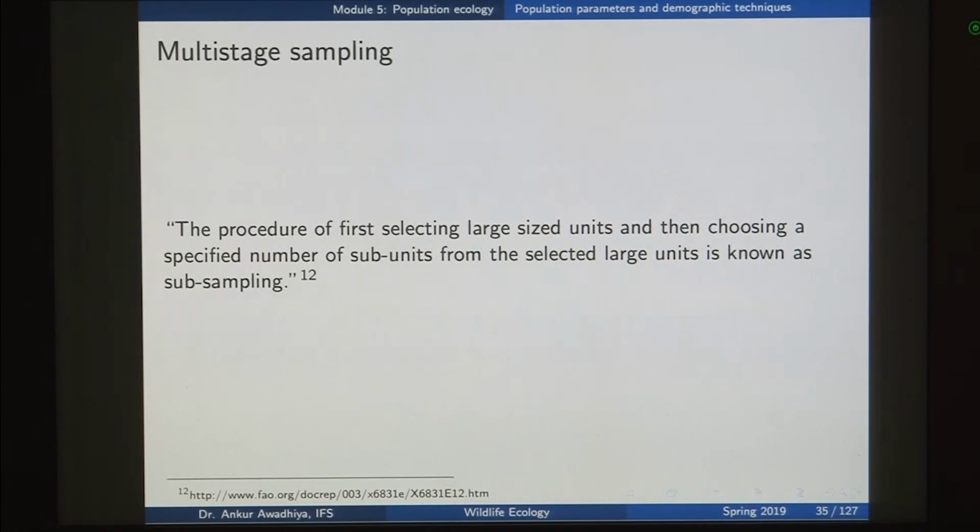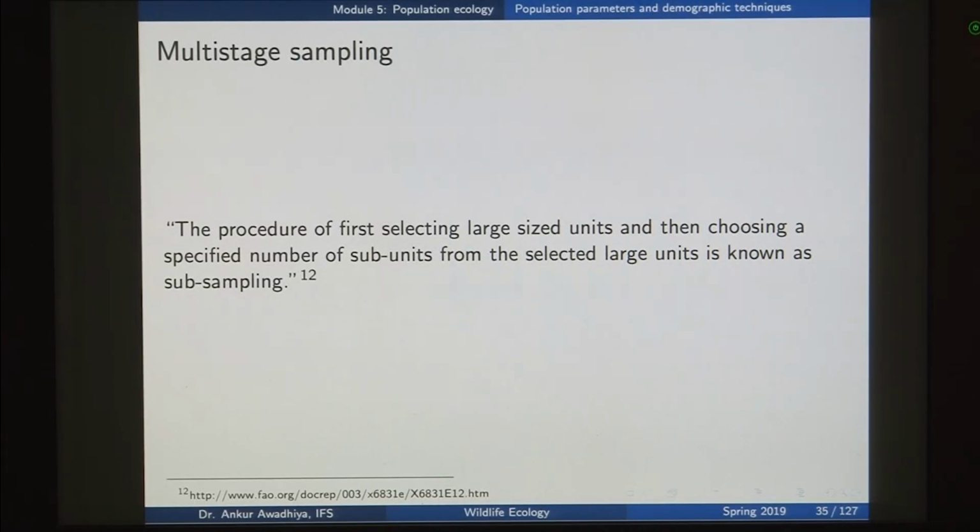So, that is the first stage of choosing 5 states, and then out of those 5 states you are doing a second stage of sampling in which you are selecting, say, 5 districts out of each of these states. So, 5 districts from each state. In this case you are first selecting large size units, which are states, and then choosing a specified number of subunits from the selected large units in the form of districts, which become a part of the subsample. So, this becomes known as multi-stage sampling.